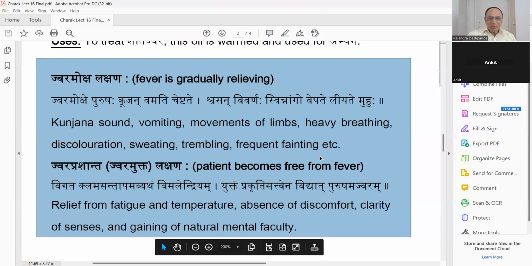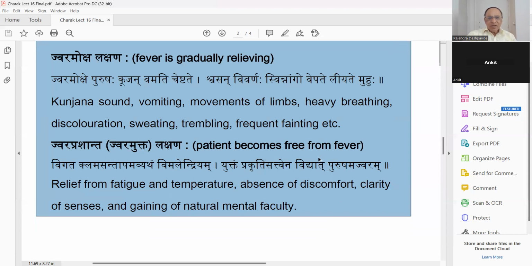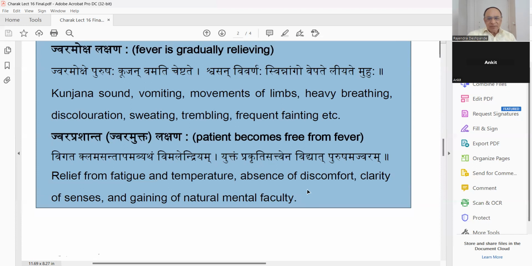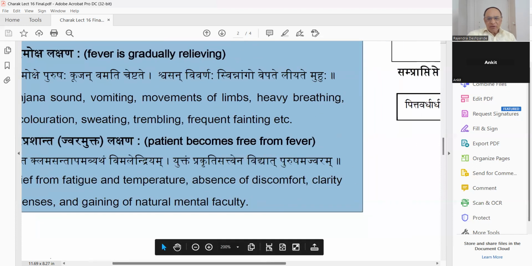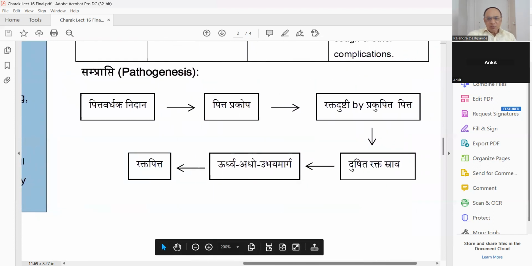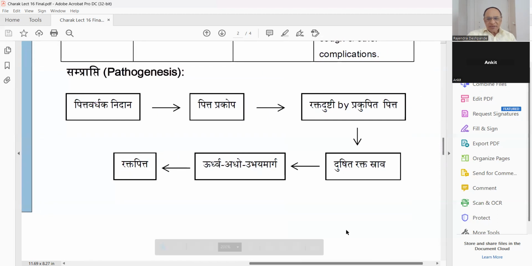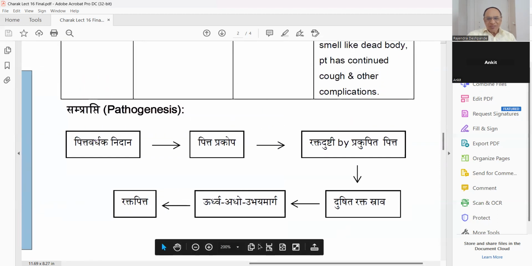Okay, so this is all about it. We are discussing Jwara Chikitsa, and now I have to move on to the right side. But on the right side, I am going to just announce one thing.